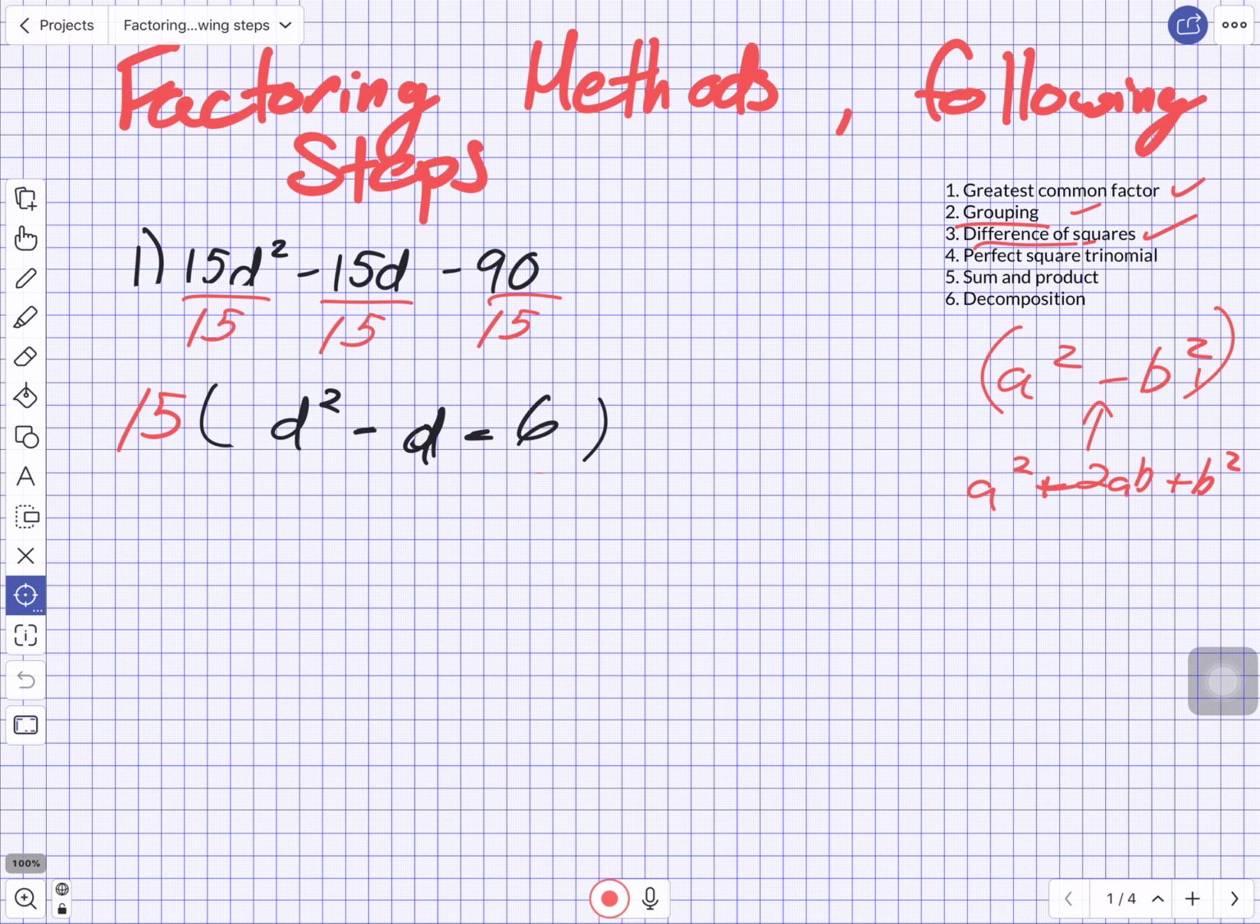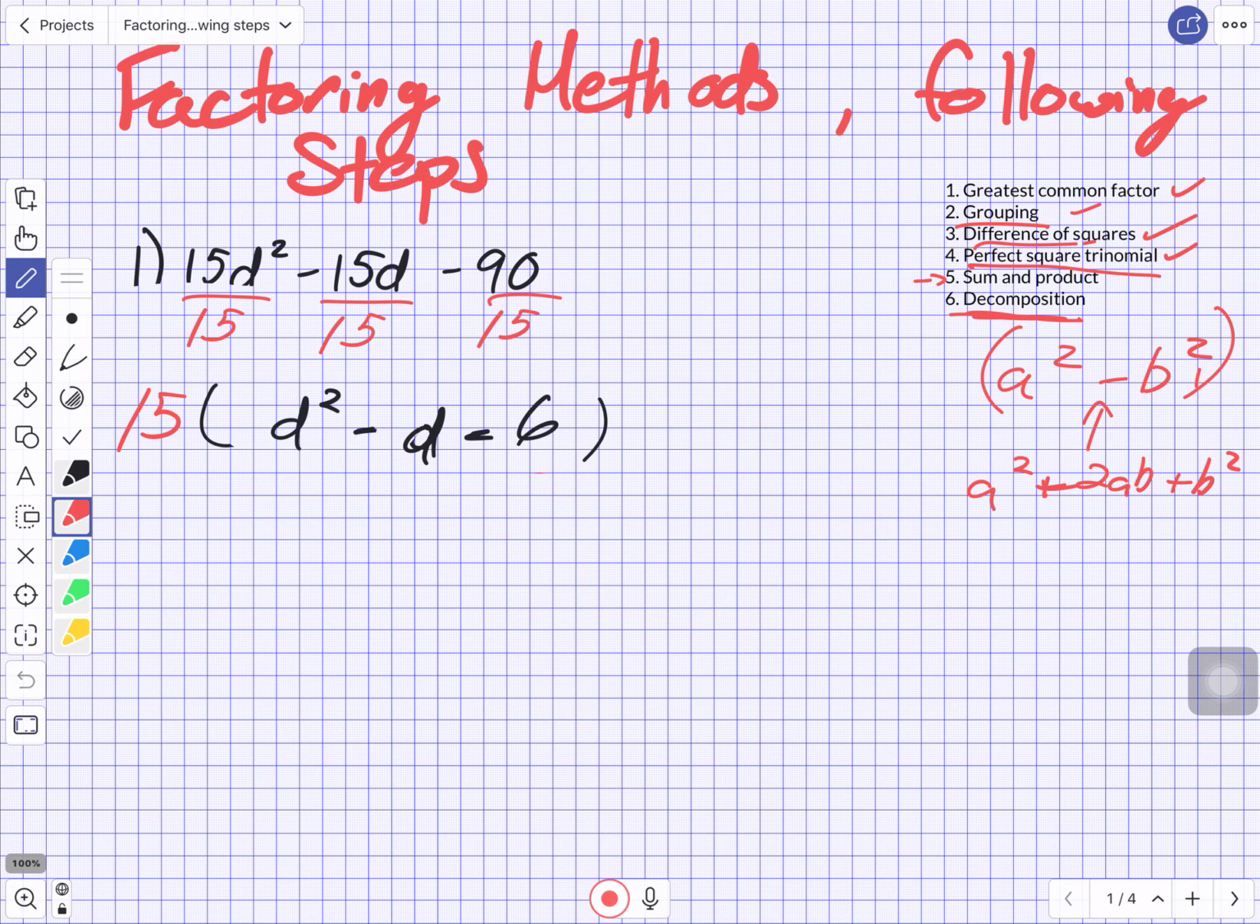So I know we look for them, difference of squares and perfect square trinomials. They're pretty rare. We're going to do questions with them. But what's interesting is we can sometimes use sum and product on some of them, but we can always do decomposition on all of those. So always think of the worst case scenario, look for decomposition.